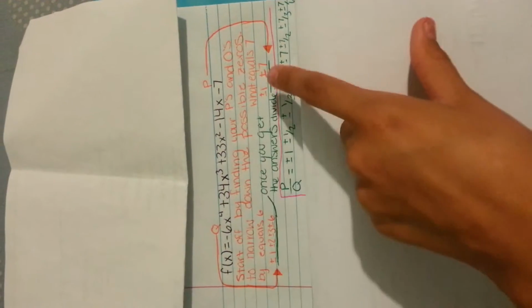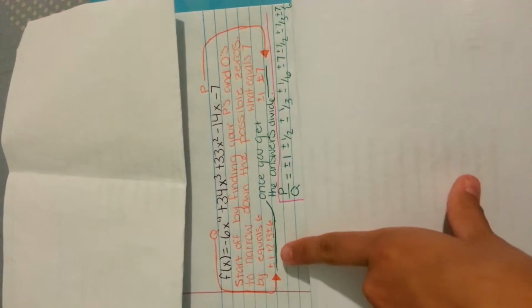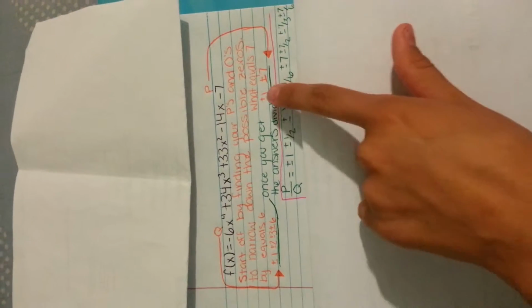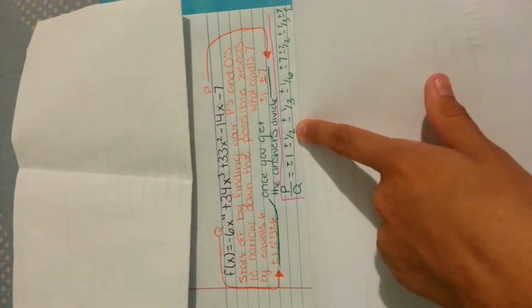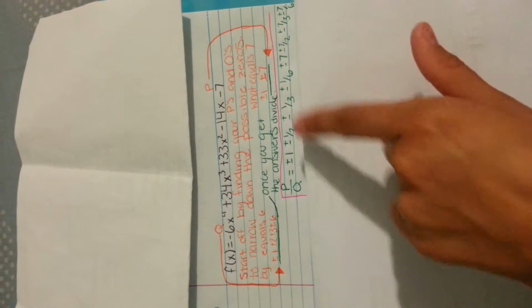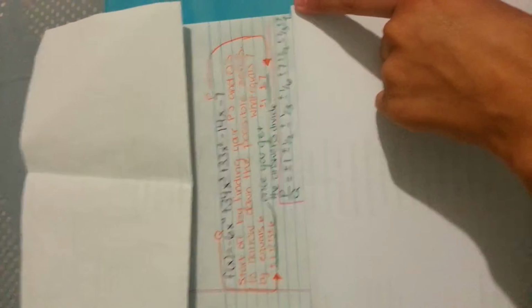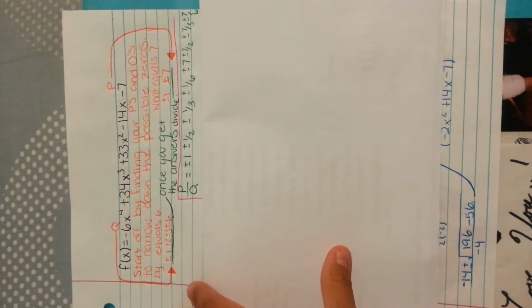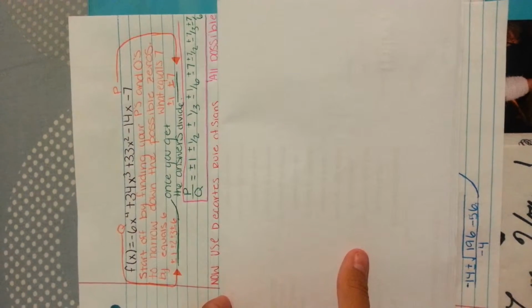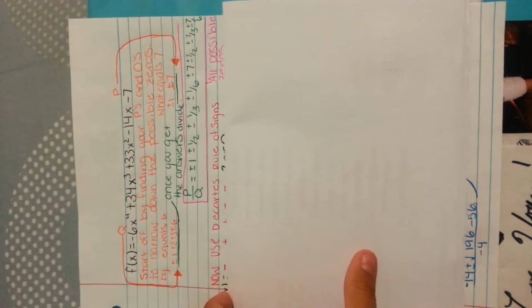So that's saying p divided by q, so that will be equal to 1. P divided by q, which is 1 over 2. So you're going to be doing all that for the rest of the numbers. Once you have that, now we're going to use Descartes' rule of signs.